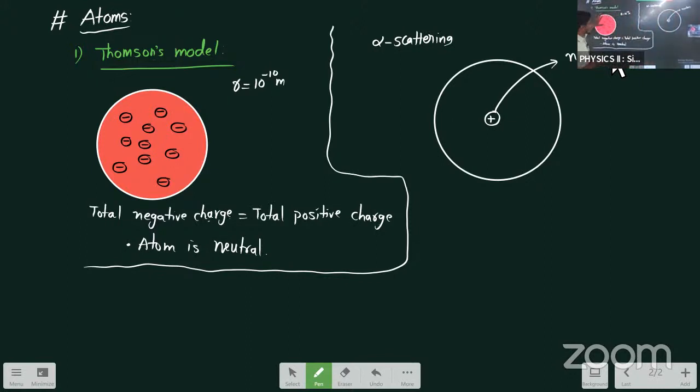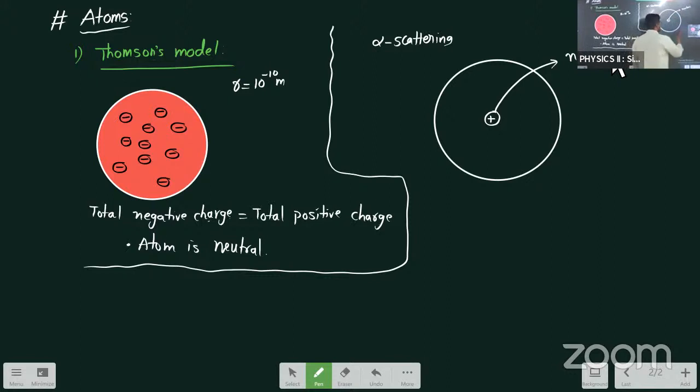Thomson's model said that the positive charge is uniformly distributed through the sphere. But Rutherford was performing experiments using alpha particles, which have positive charge. If an alpha particle comes towards a positive region, positive and positive should repel, so it should go away. But Rutherford observed that the alpha particles pass through the atom without getting deflected. Only the alpha particle passing through the center gets reflected back. So he said that in the atom, the entire space is empty.